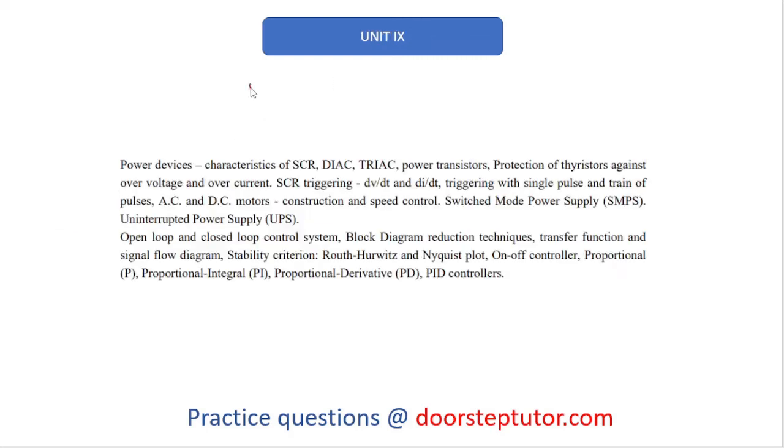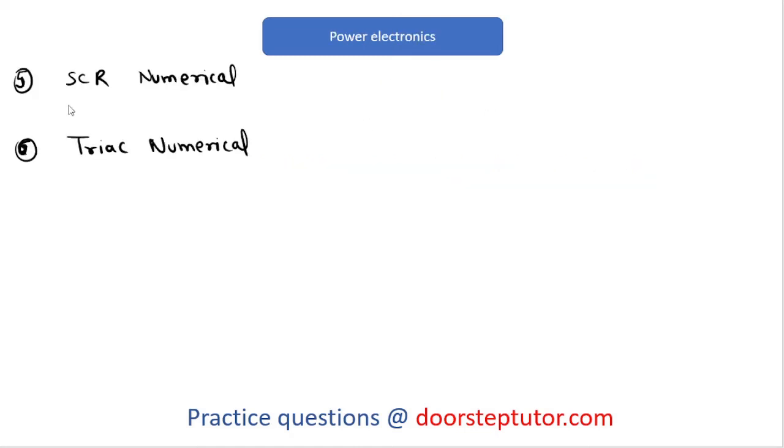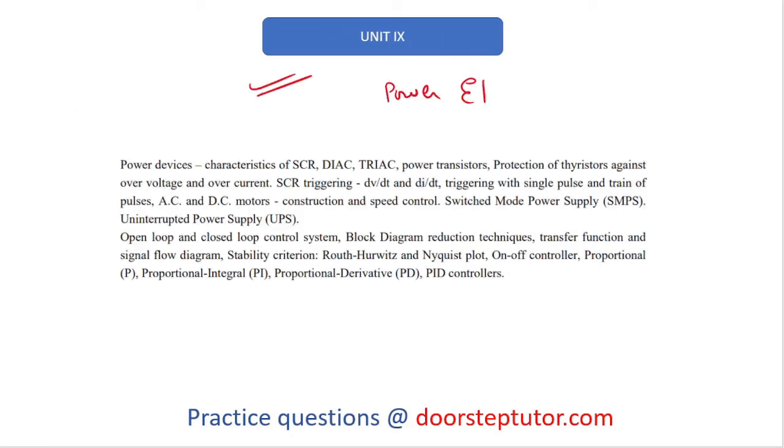The next unit is the ninth unit, which we can say is going to cover the power devices or power electronics. From power electronics, they had asked a question related to SCR. There was a numerical based question. A TRIAC based numerical question was there. So mostly numerical questions were asked from power electronics. If we look at the syllabus, the SCR, DIAC, and TRIAC, these topics were covered in the paper.